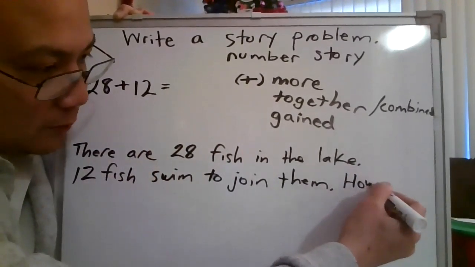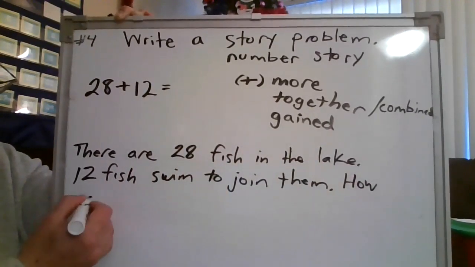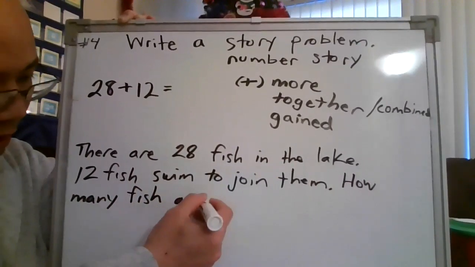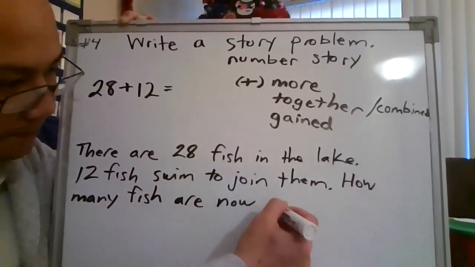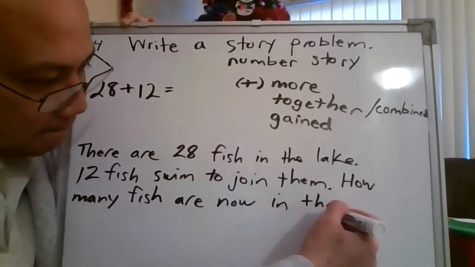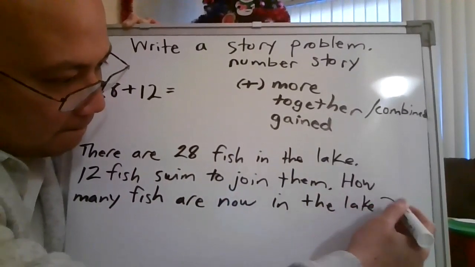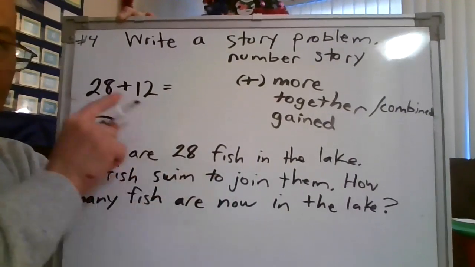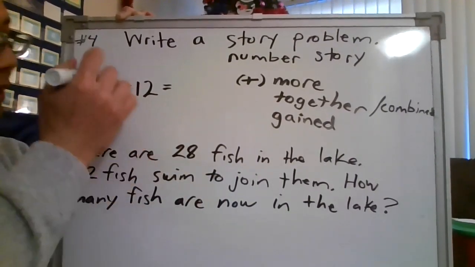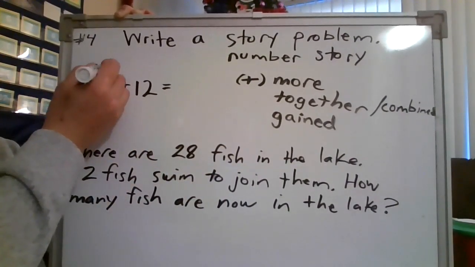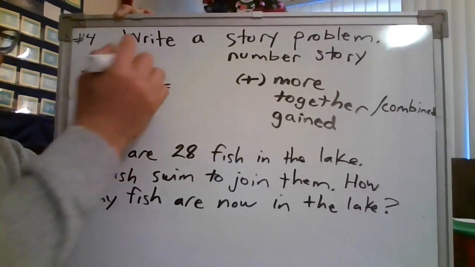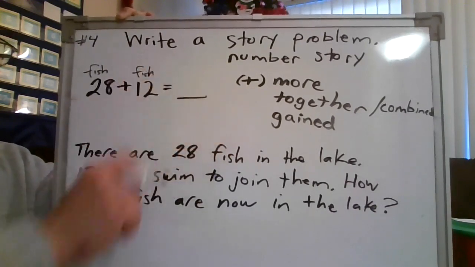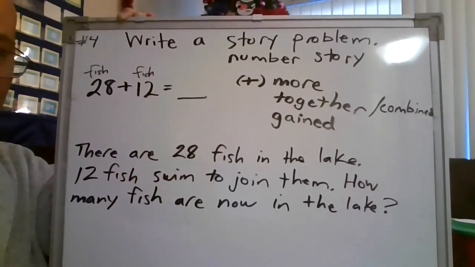How many fish are now in the lake? And there's our equation. We have 28 fish in the beginning, 12 more fish join, and from there at the end, I can figure out my amount.